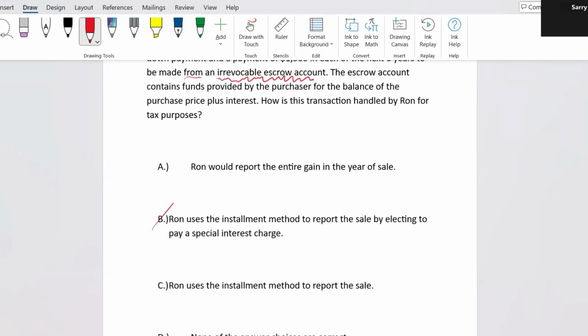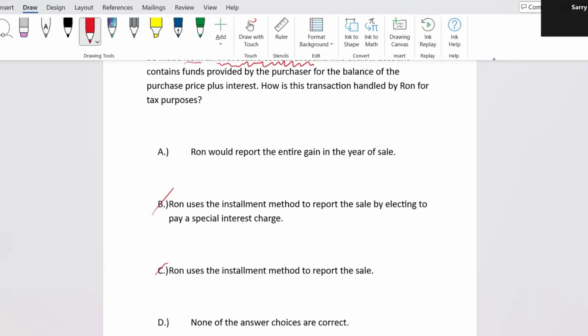Usually that would be the case, but because of the irrevocable escrow account, the IRS looks at it as if the money was all paid at that time. Technically, it is essentially made available to Ron, even though it's an irrevocable escrow account. So we eliminate B. Also, we eliminate C. Usually, again, that would be the installment sale method too, but the irrevocable escrow account changes this question. And then D, let's also eliminate this one, because there is one of these that is correct, and that is A. Ron would report the entire gain in the year of sale.